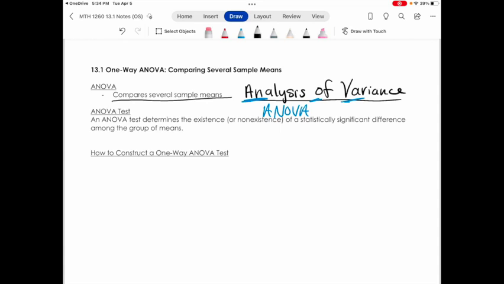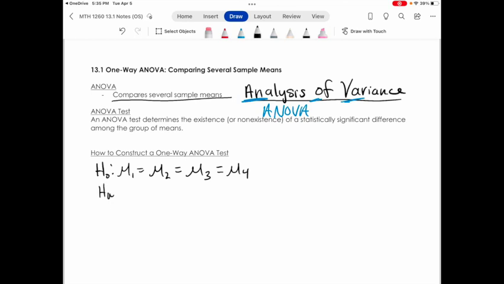What we're going to do for an ANOVA test, we're going to set up our hypothesis where all the means are equivalent. That's going to be our null hypothesis, as if nothing has changed. Depending on how many groups you're comparing, you're going to have that many means. So let's say, for example, you have 4 groups. Then you would say mu1 is equal to mu2, which is equal to mu3, which is equal to mu4.